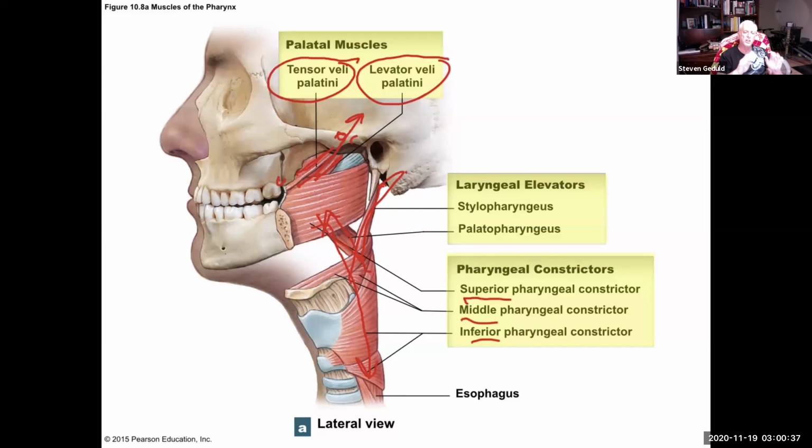So if you look at the attachment of the muscles, you can see how they work and what function you're going to have. Because you remember, muscles can only do one thing. All they can do is shorten. They can't go sideways. They can't lengthen. All they can do is shorten. So when they shorten, you can see what action that is going to have on the parts of the body they're attached to.